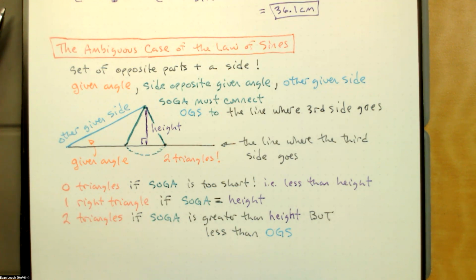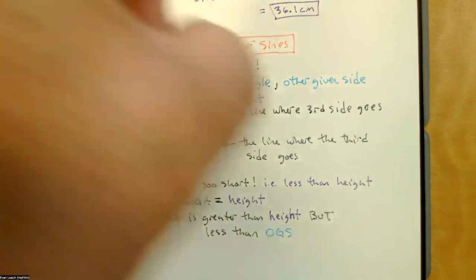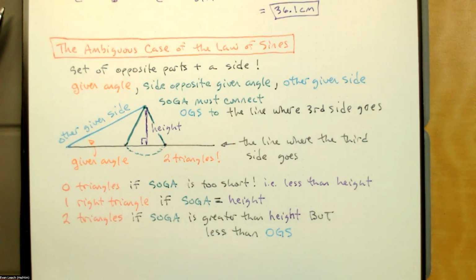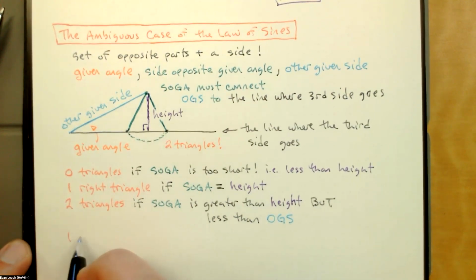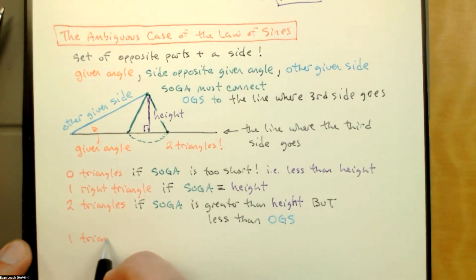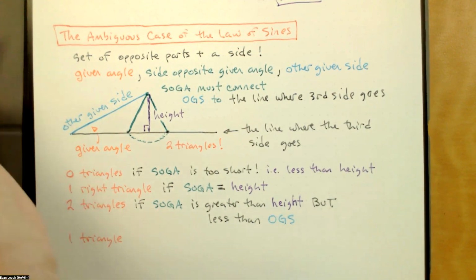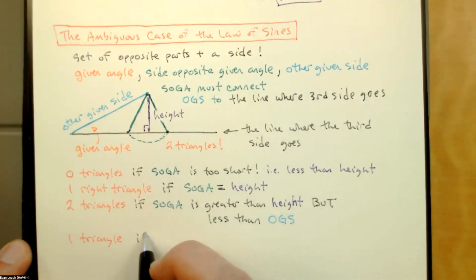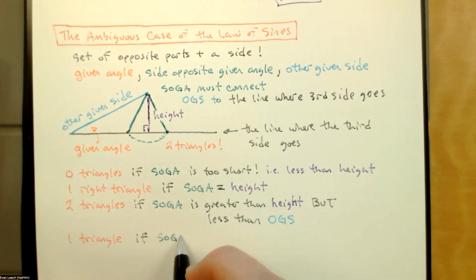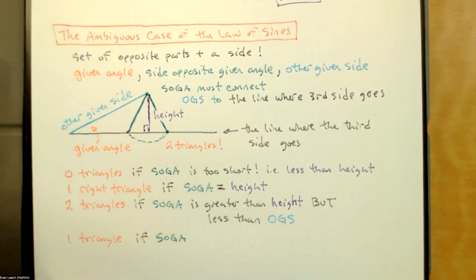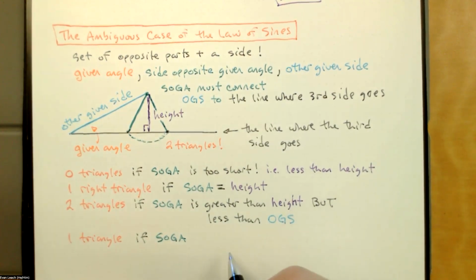But if the side opposite the given angle is greater than the other given side, I don't have one swinging over this way to the left. It just goes all the way around and lands on the line where the third side goes. So we're back to one triangle, if the side opposite the given angle is greater than the other given side.